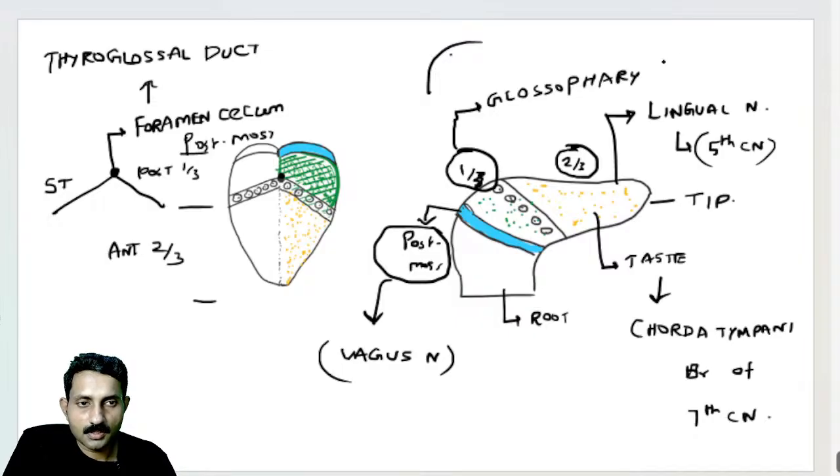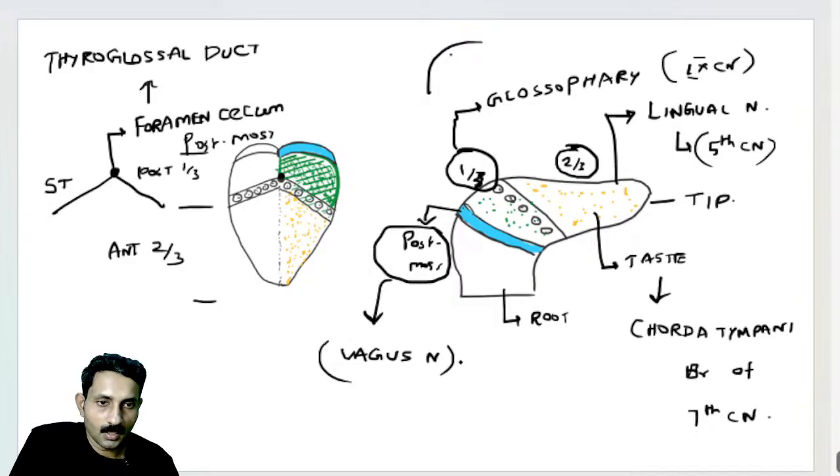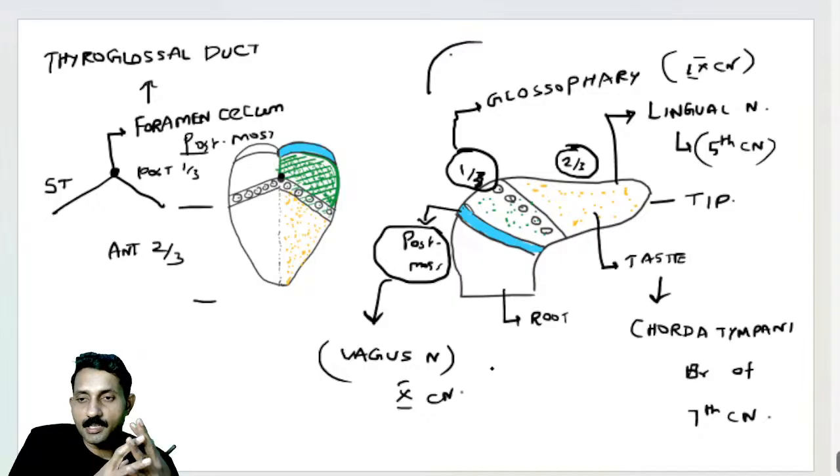Glossopharyngeal nerve. What is the glossopharyngeal nerve? It is the 9th cranial nerve. Vagus nerve, what is the vagus nerve? The 10th cranial nerve. You see, the tongue itself is supplied by 5, 7, 9, 10.